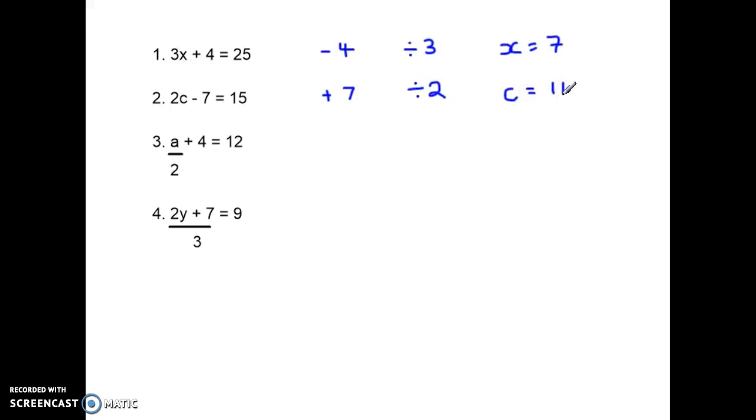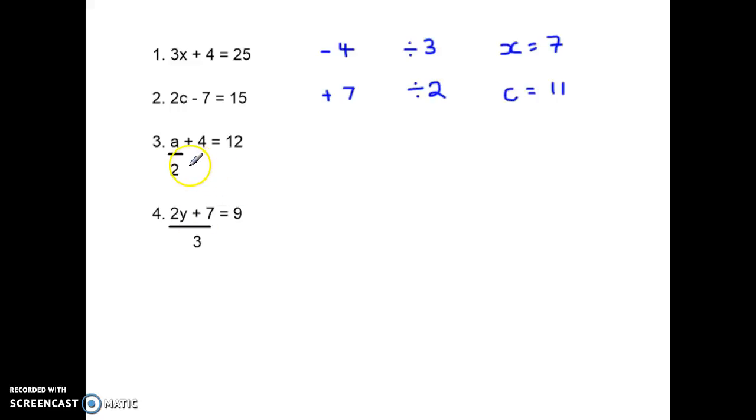Now 3 and 4 are similar in that they both have a division, but there's something I don't want you to get caught out by, because in 3 the division just applies to the A, but in 4 the division applies to all of the left hand side of the equation, and that affects where you go from here.